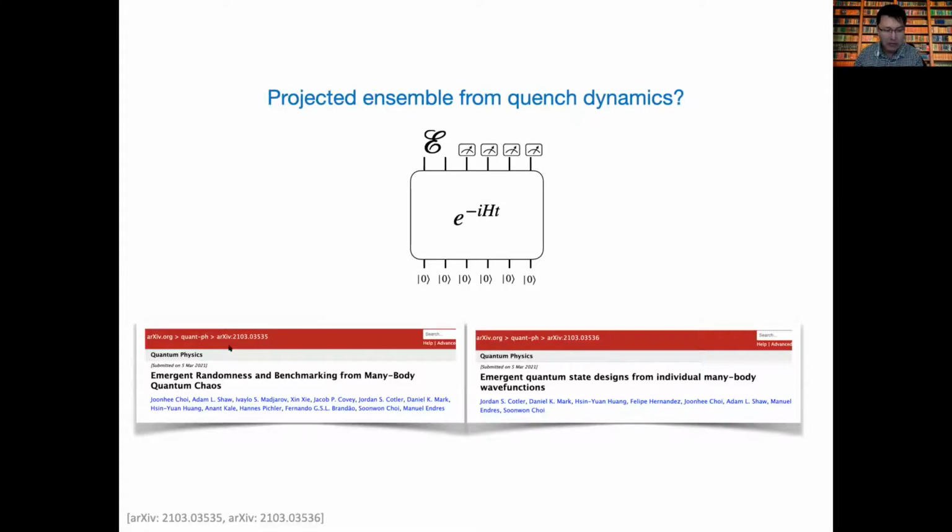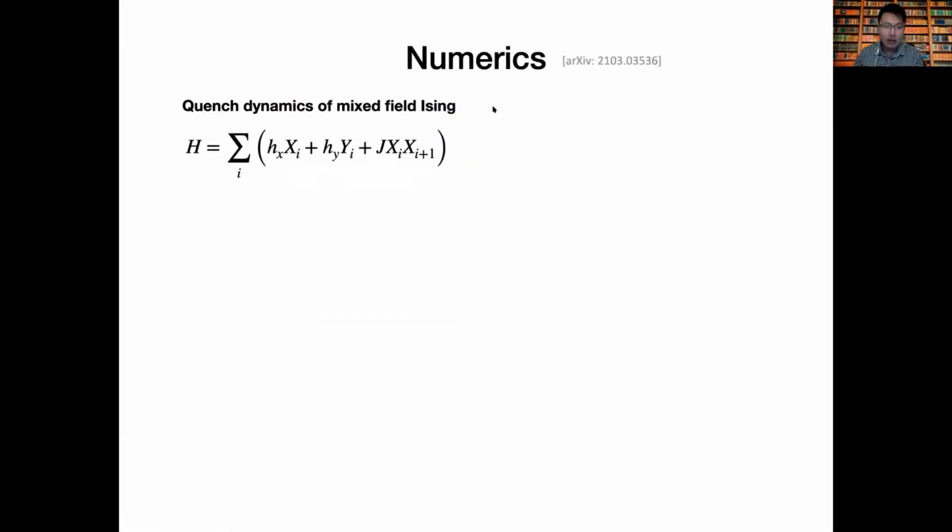One was an experimental paper and one was a theoretical paper, and mainly numerics for this kind of setup. So in the numerics, they studied a mixed field Ising model, which we all believe to be generic and quantum chaotic. And so the idea is that they begin with an infinite temperature initial state, infinite temperature insofar as normal ETH goes.